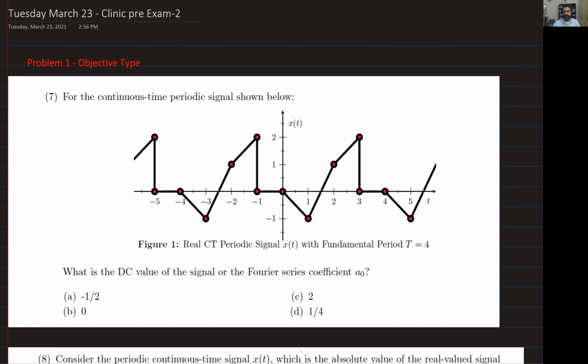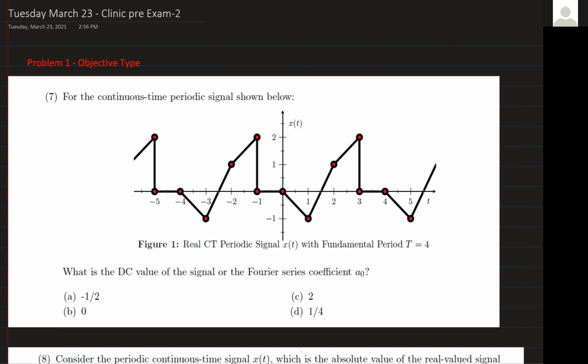So who tried this? Abdullah. So you'll find the average value over the period. Yeah. So how do you do that? Kya answer aata hai aapka when you find the average value? So 1/4. 1/4. Okay.